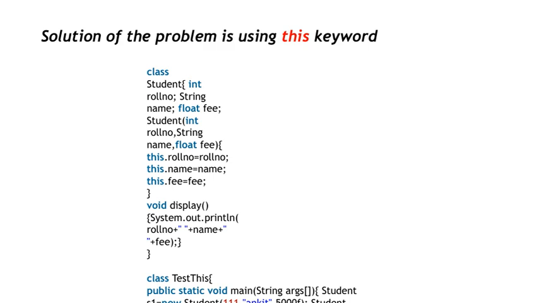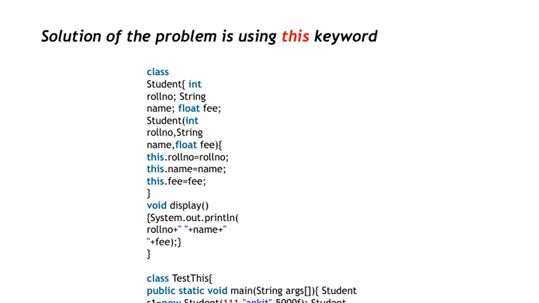Moving on to the main class, Test this, where the main method serves as the entry point of the program. In here, we create 2 student objects, S1 and S2. For S1, we pass 111 as the roll number, Ankit as the name, and 5000f as the fee. For S2, we pass 112, Sumit, and 6000f respectively. When we call the display method on each object, it prints out their details.